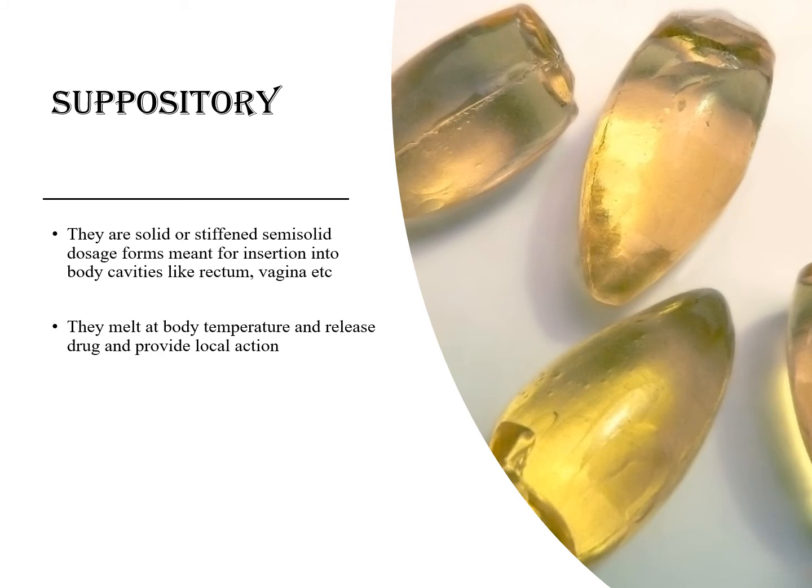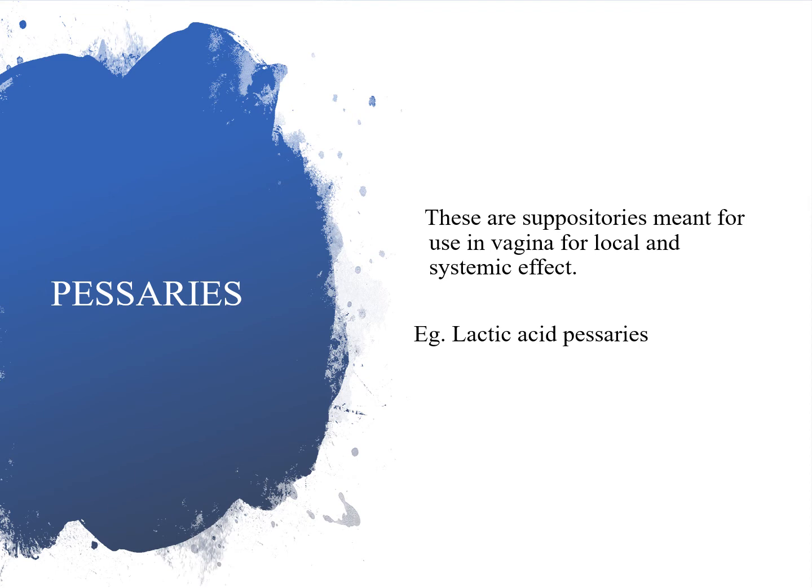Suppositories, they are solid or stiffened semi-solid dosage form meant for insertion into body cavities like rectum or vagina. They melt at body temperature and release the drug and provide local action. Pessaries, these are suppositories meant for use in vagina for local and systemic effect, for example, lactic acid pessary.